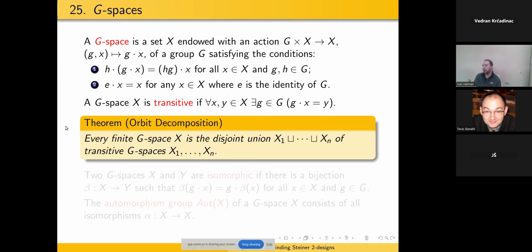And also there is a well-known theorem about orbit decomposition: every finite G space is a disjoint union of transitive G spaces.